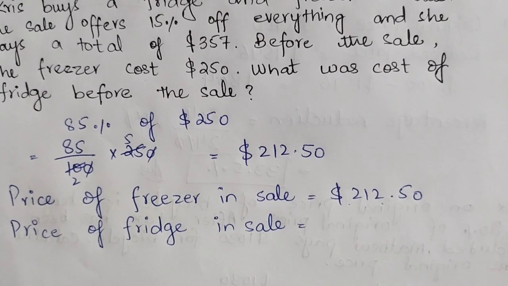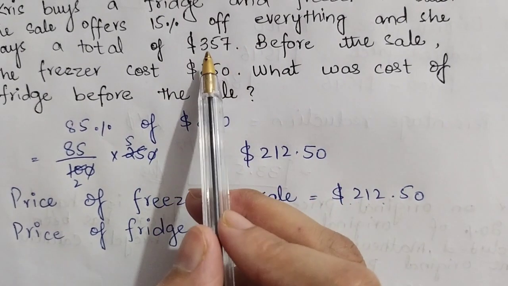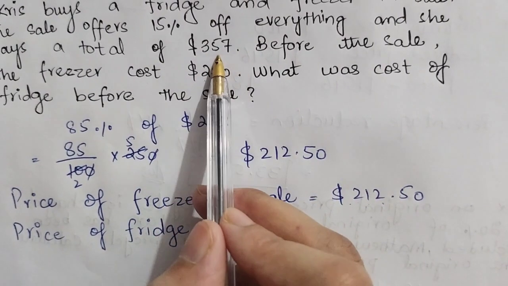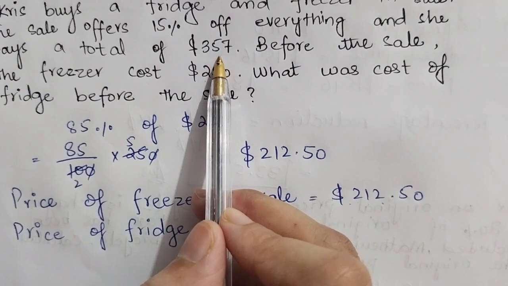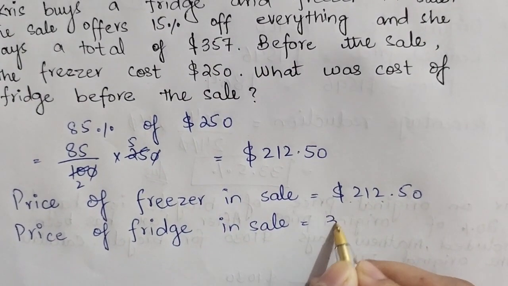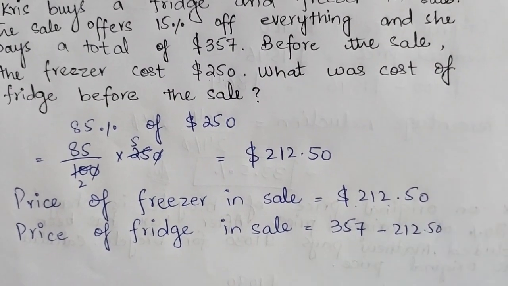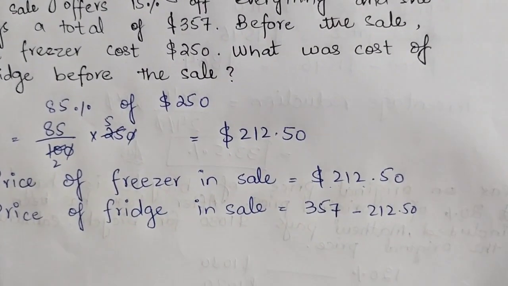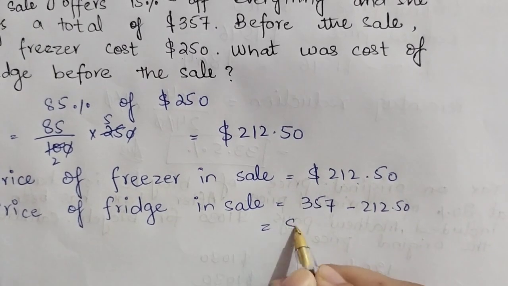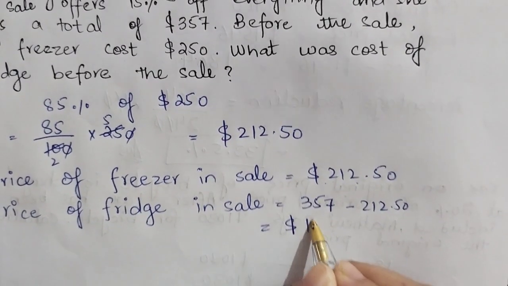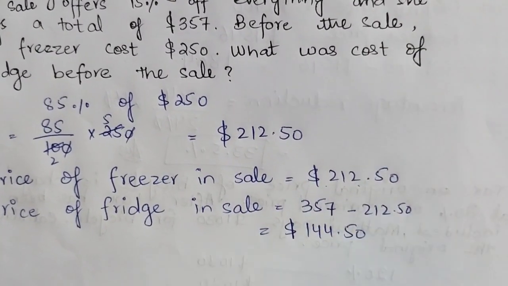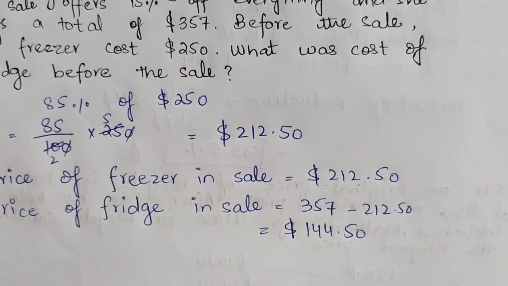And the price of the fridge is the sale price, because she pays this amount after the sale. Okay, so 357 minus 212.50, you will get the price of the fridge in the sale, which is how many dollars? 144.50. Okay, this is the amount which you get in sale. Amount of fridge, amount of freezer, both in the sale.